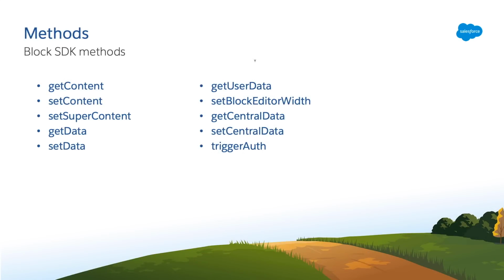The SDK provides several very easy to use JavaScript methods for enabling bidirectional communication of content and data between your custom block and Content Builder. Rather than explain each method in turn, I'd like to share a custom block that I've developed, and I'll indicate which methods I'm using and explain what they do during my demonstration. But before we get to that, I firstly want to explain the architecture flow for a new method, you'll see at the end, triggerAuth.